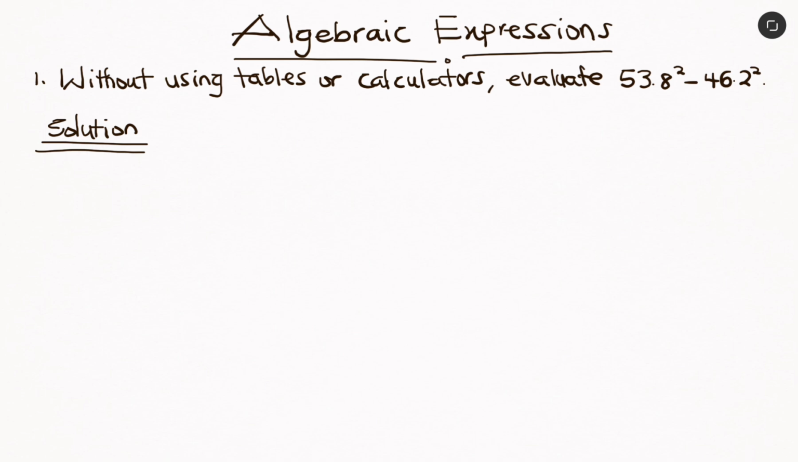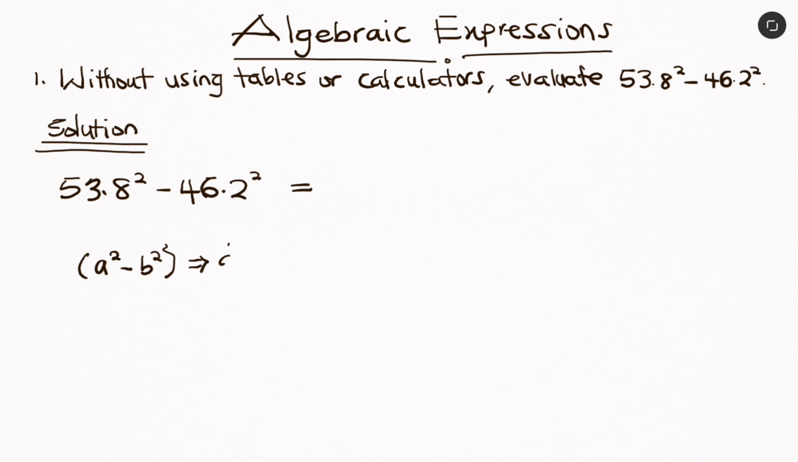And then our question is 53.8 squared minus 46.2 squared. So this will be equal to, now whenever we have an expression in the form, let's say a squared minus b squared, what it means is that this is what we call the difference of two squares.